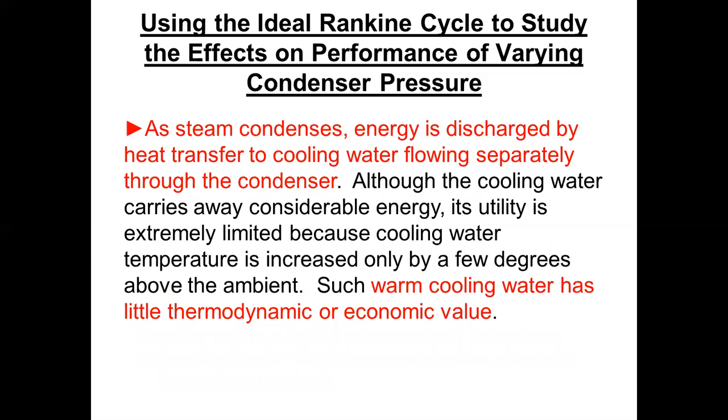Okay, more on condenser, varying condenser pressure. Steam condenses, energy is discharged by heat transfer to the cooling water flowing through the condenser, and that can be cooling tower water, which would be typically 80 to 90 degrees, or better yet, if it's lake water, it could be between probably 45 and 65 degrees, which is going to make your cycle more efficient if you've got the lower cooling water temperatures.